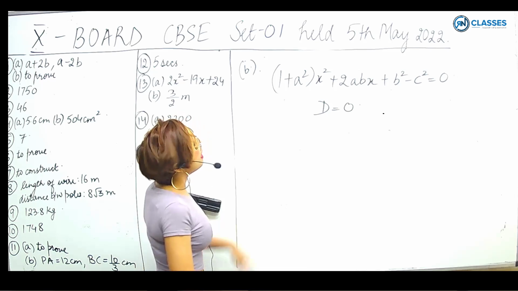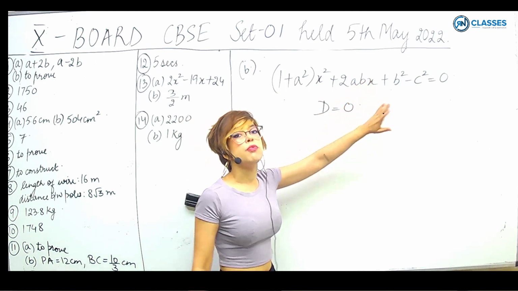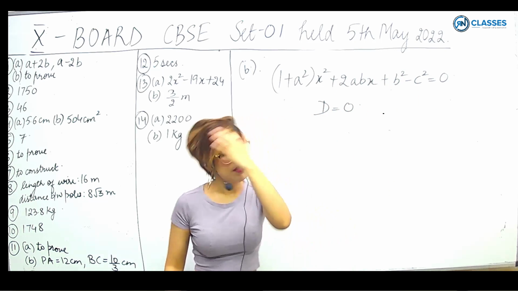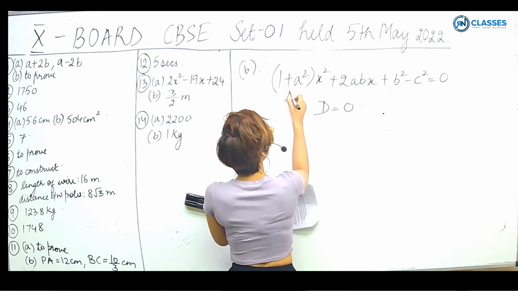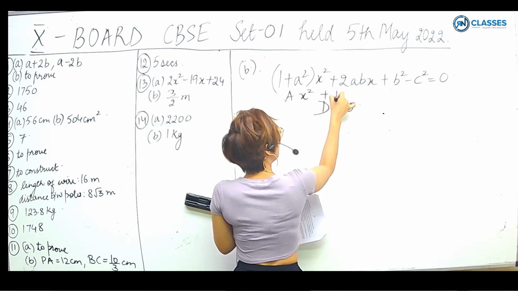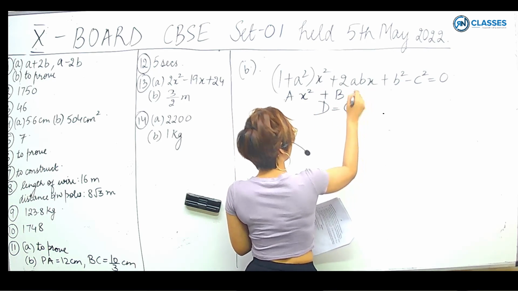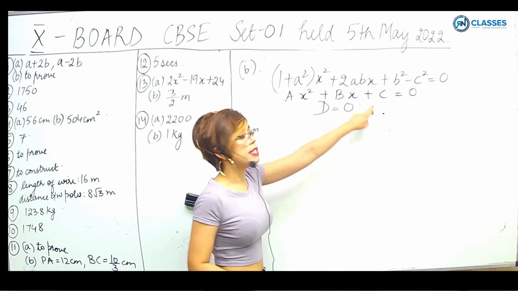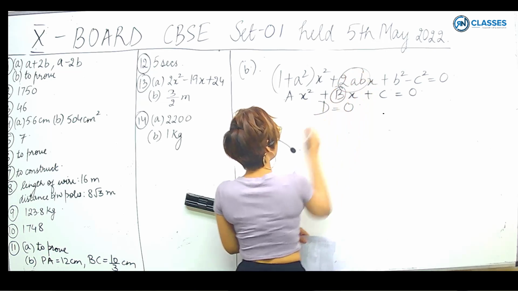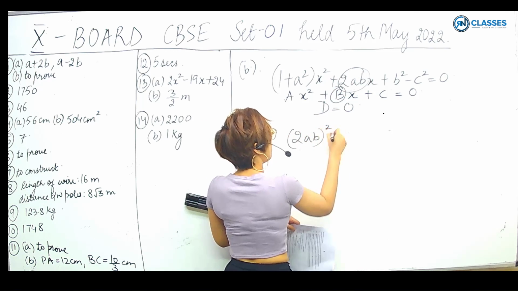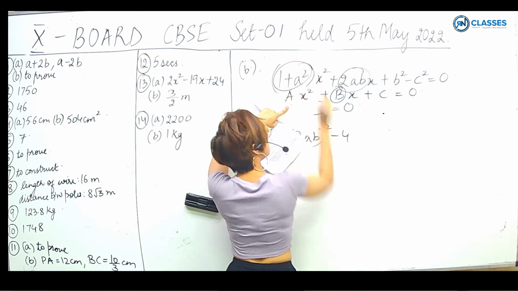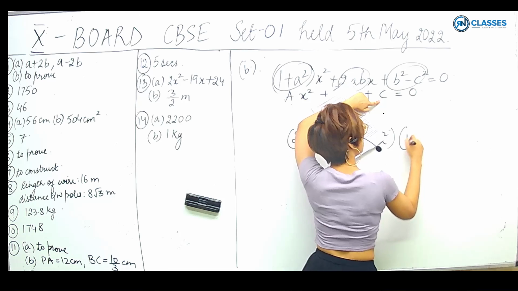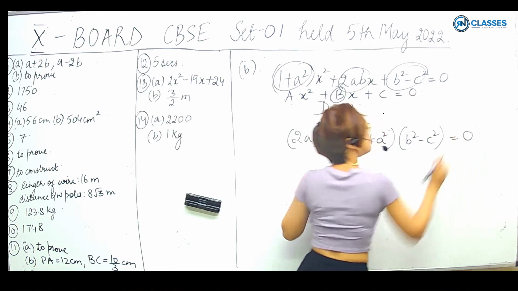Right? Now, but first I need to compare the quadratic equation with the standard form. But small a, small b, small c are already getting involved. So, I will compare this equation with capital A x square plus B x plus C equal to 0. Now, discriminant is B square minus 4AC. So, B in this case is 2ab. So, 2ab whole square minus 4, A in this case is this 1 plus a square into capital C, which is b square minus c square. This is equal to 0.